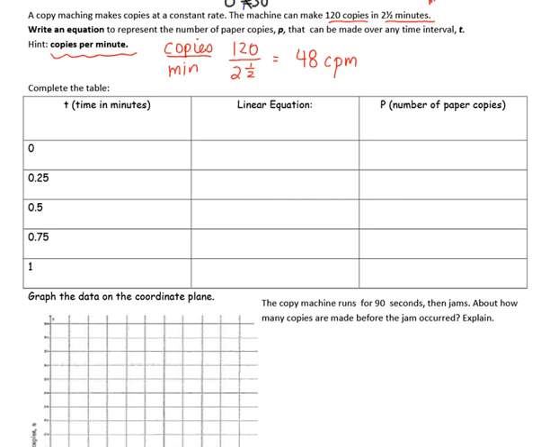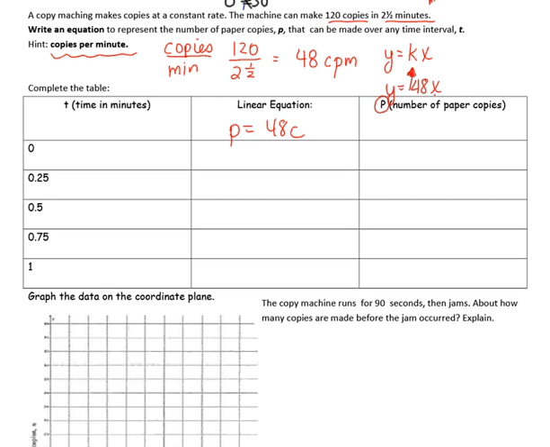To write the linear equation, we know that y equals kx, where k is the constant rate. So we have y equals 48x, where y is our p value and x is our time. So this is our equation, or our linear equation.